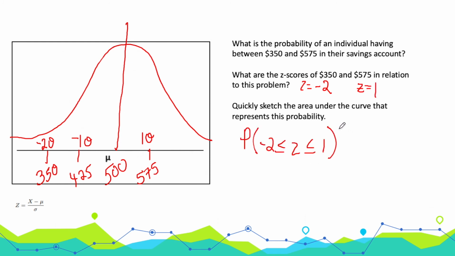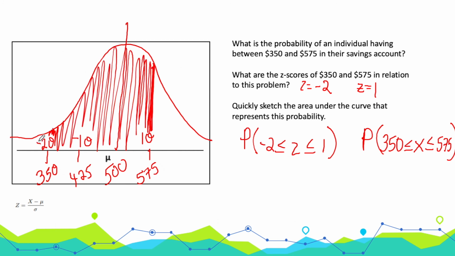We're interested in the probability between 2 standard deviations below the mean and 1 standard deviation above the mean, which is like saying we're looking for the probability between $350 and $575 being in a bank account. To shade that area under the curve, we're looking for the area between these 2 points. So what is the area between -2 standard deviations below the mean and 1 standard deviation above? Let's add from left to right. First, we know that the area between -2 standard deviations and -1 standard deviation is 13.6%.